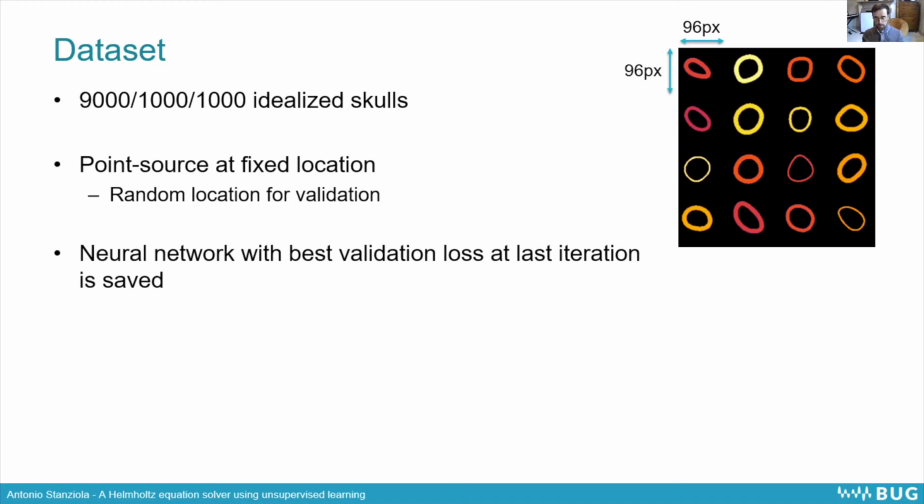is that, as I said, every 10 epochs we check how the neural network behaves on the validation set, and more importantly, we check how it behaves after, I don't know, like 1,000 iterations, and we save the neural network that has the lowest loss on the validation set. And this is very important because otherwise, during training, you may overfit on the training set, and therefore you get a solver that only works for those basically very simple skulls.